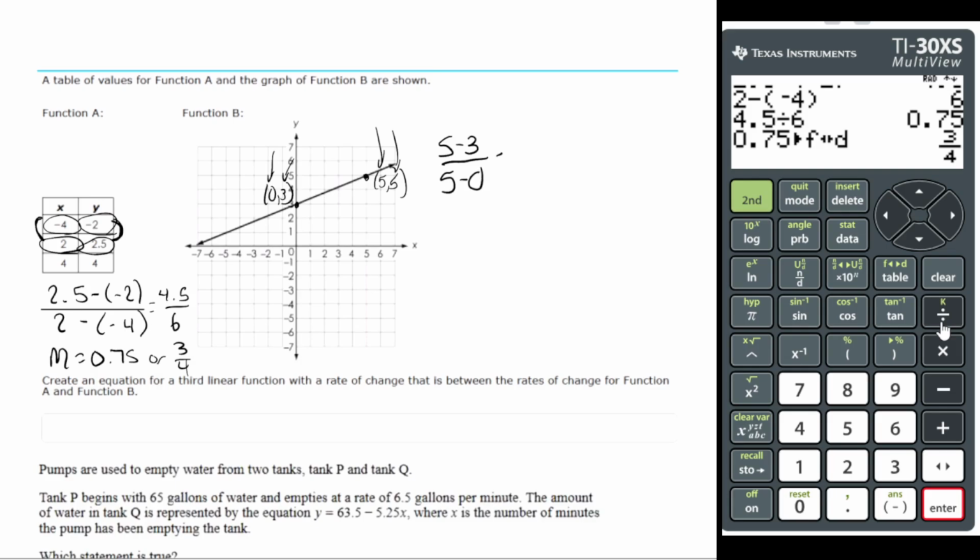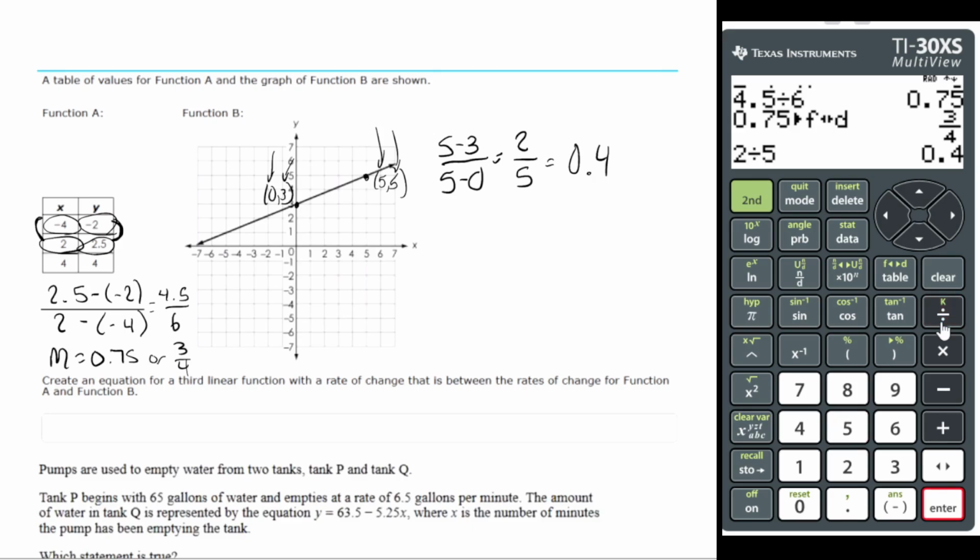5 minus 0. 5 minus 3 is 2. 5 minus 0 is 5. So this is equal to 2 over 5 or 0.4. This is a rare situation where you could use a decimal, because it makes it easier to fit something between the two. We have a slope here of 0.4. We have a slope here of 0.75.